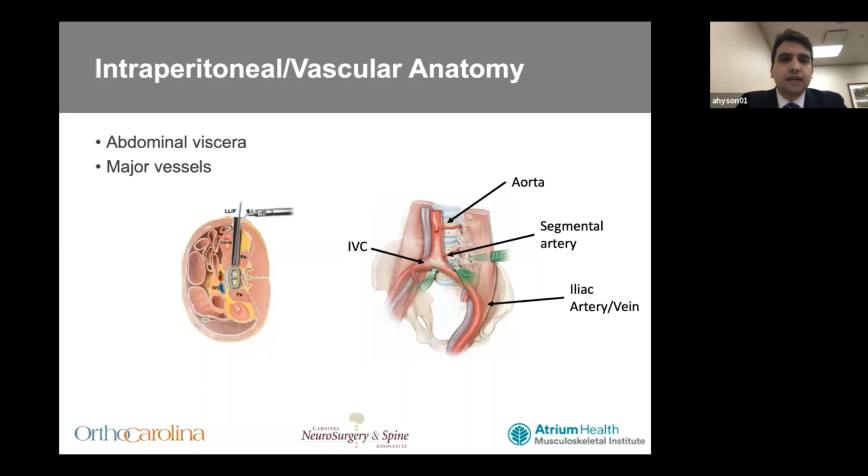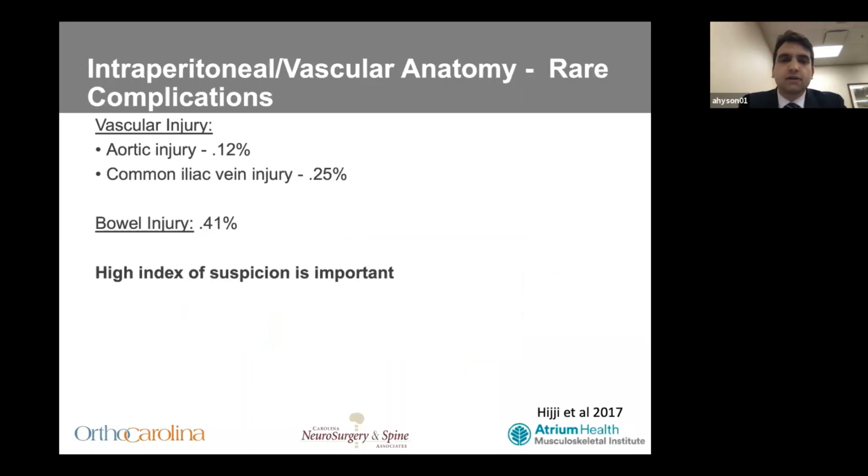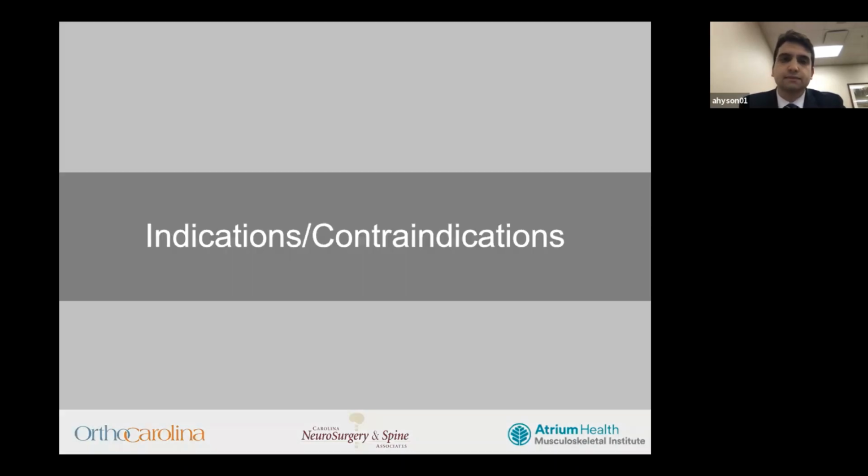And of course, you have the hollow abdominal viscera intraperitoneally and the major vessels, or the great vessels, the inferior vena cava and the aorta, ventral to the vertebral body during this approach. Luckily, injuries are reported sparsely in the literature, less than 1% in all categories. However, we should have a high index of suspicion when performing this procedure because these are potentially life-threatening complications.